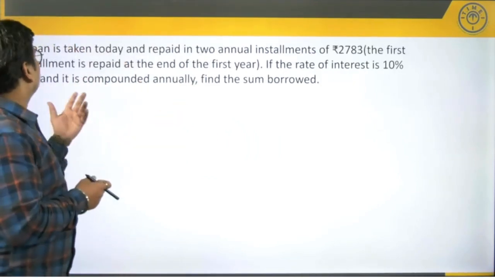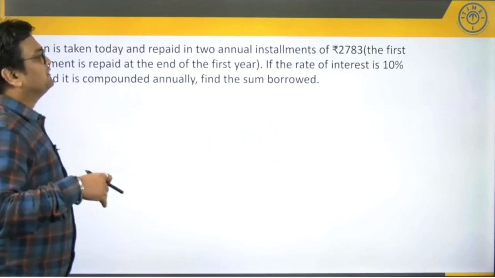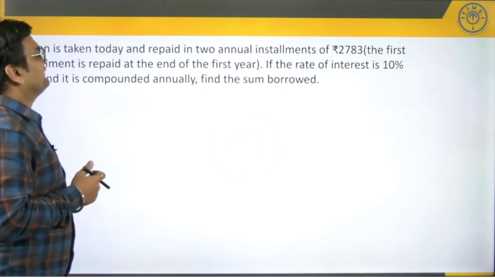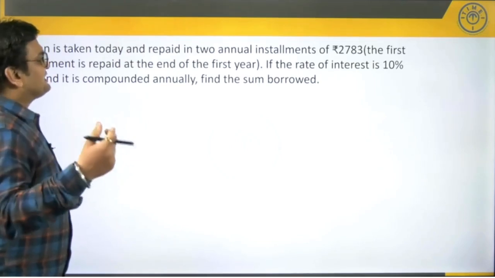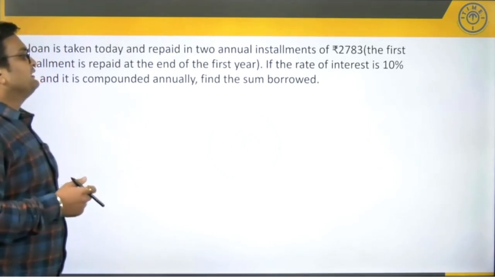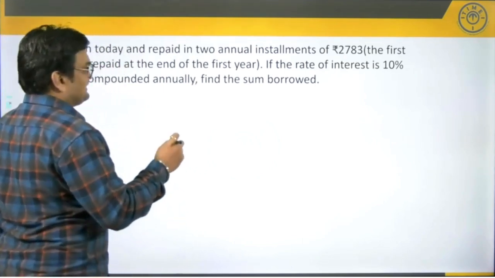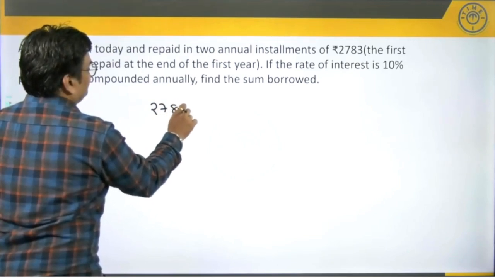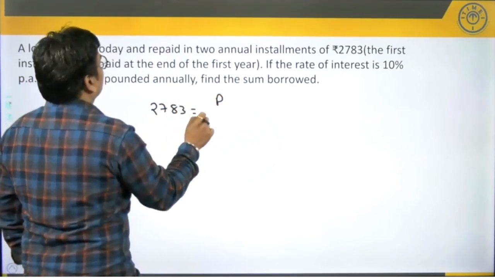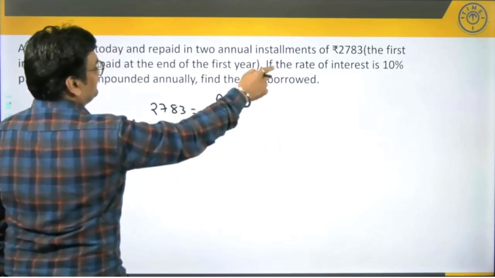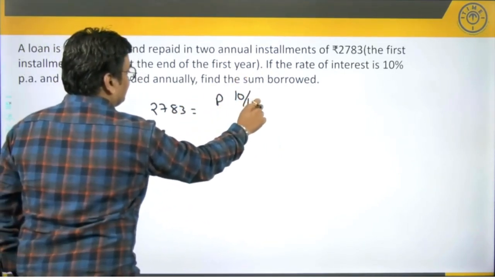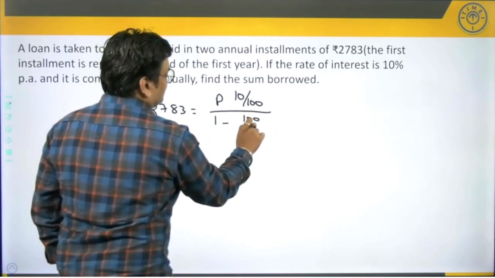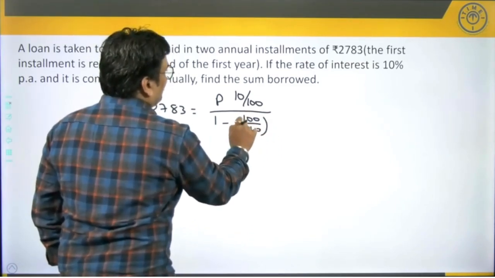Next, similarly, now look at this. A loan is taken today and repaid in 2 annual installments of 2783. The first installment is repaid at the end of the first year. If the rate of interest is 10% and it is compounded annually, find the sum borrowed. So can I say, I'll use the formula directly. Installment amount 2783 is equal to P into rate of interest is, I think, 10%, yes, by 1 minus 100 by 100 plus 10, 110 whole to the power 2.